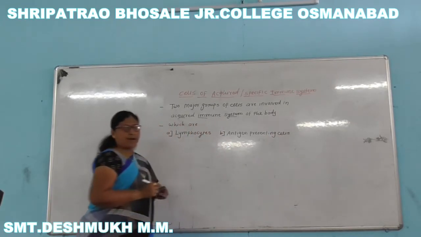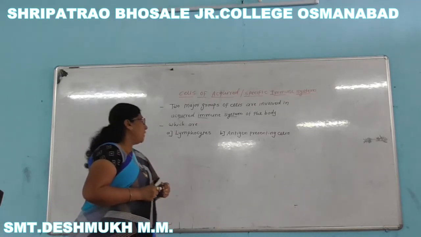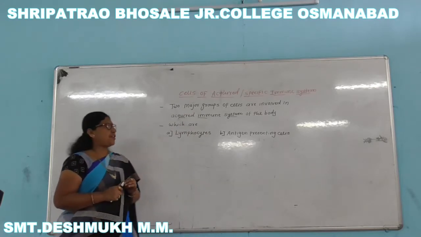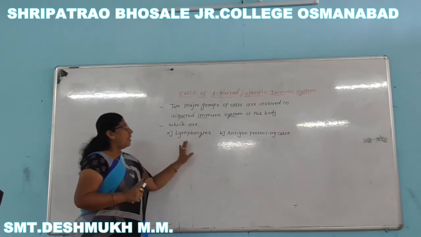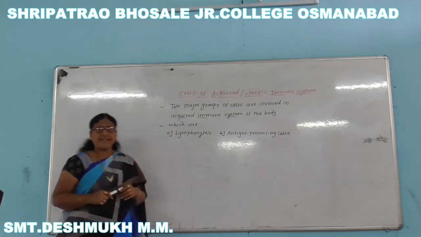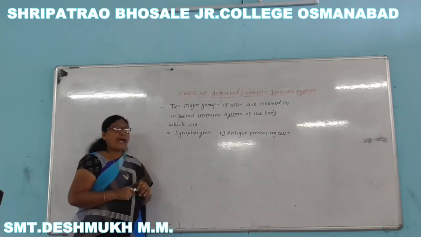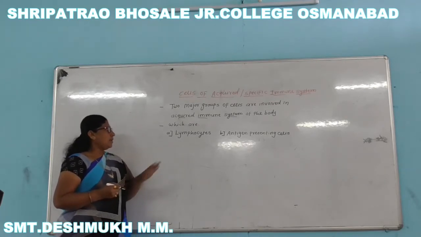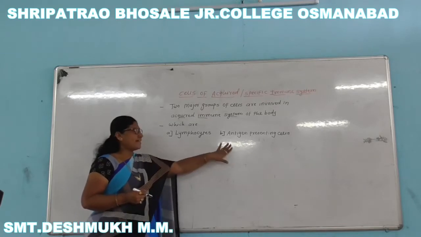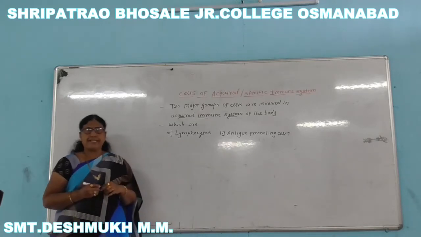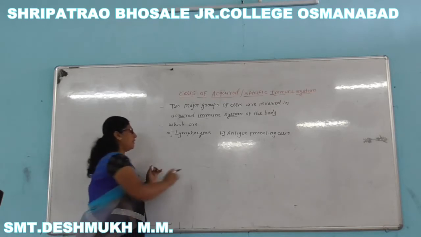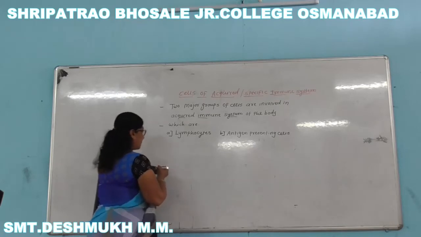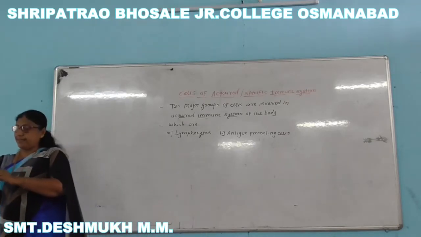The cells of the acquired or specific immune system: two major groups of cells are involved, first the lymphocytes and second the antigen presenting cells. Then we will see the first group of cells, that is the lymphocyte cells.